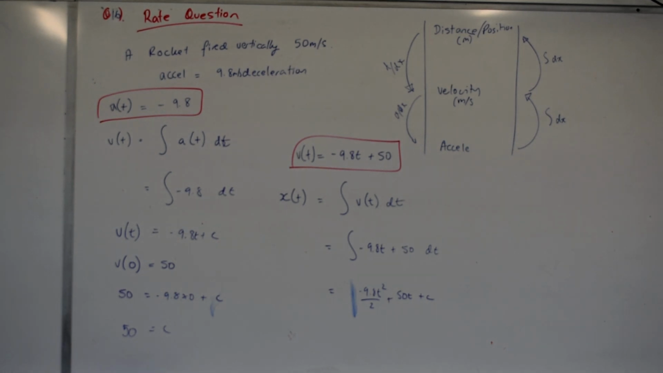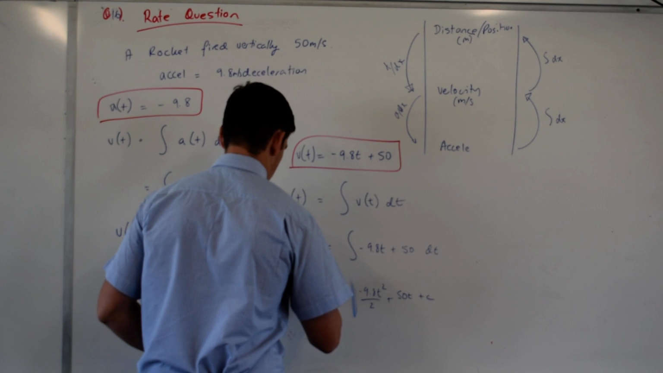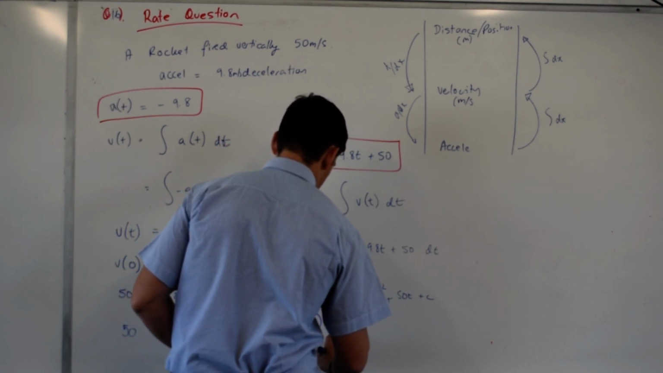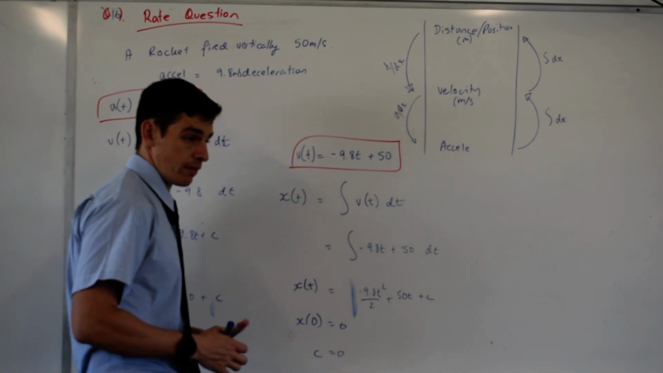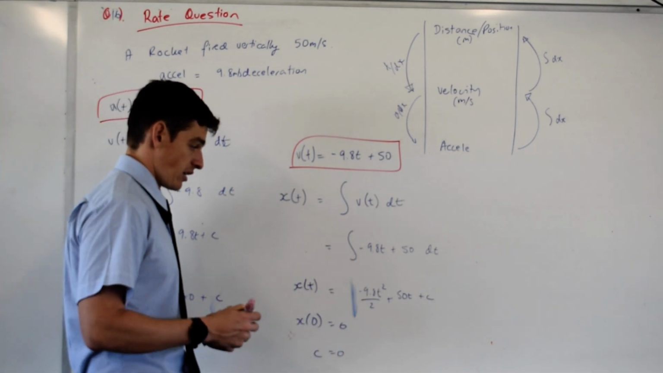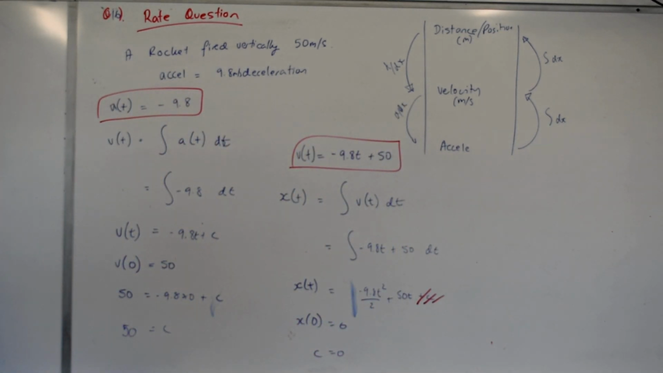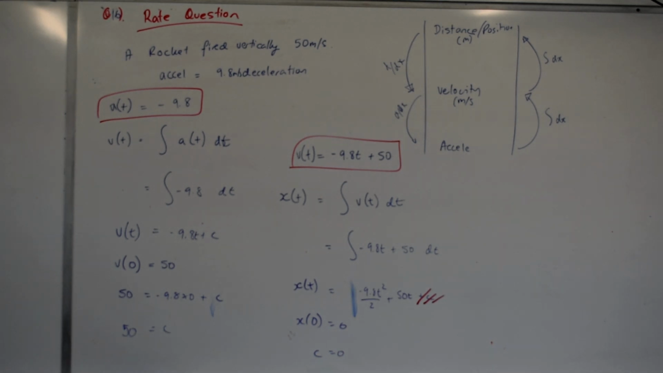Does it have any other information in the question about initial position? It starts on the ground, does it? At t equals 0, the position is 0? Yep, so x of 0, that's xt. Because it says it starts on the ground, x of 0 equals 0, which simply means c equals 0. So we don't actually need this part here, but we should have checked to see that. It might have started on a 2 metre cliff, in which case c would equal 2.